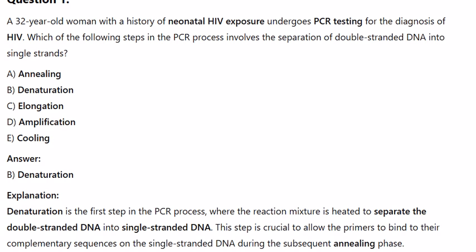A. Annealing. B. Denaturation. C. Elongation. D. Amplification. E. Cooling. B. Denaturation. Denaturation is the first step in the PCR process, where the reaction mixture is heated to separate the double-stranded DNA into single-stranded DNA. This step is crucial to allow the primers to bind to their complementary sequences on the single-stranded DNA during the subsequent annealing phase.